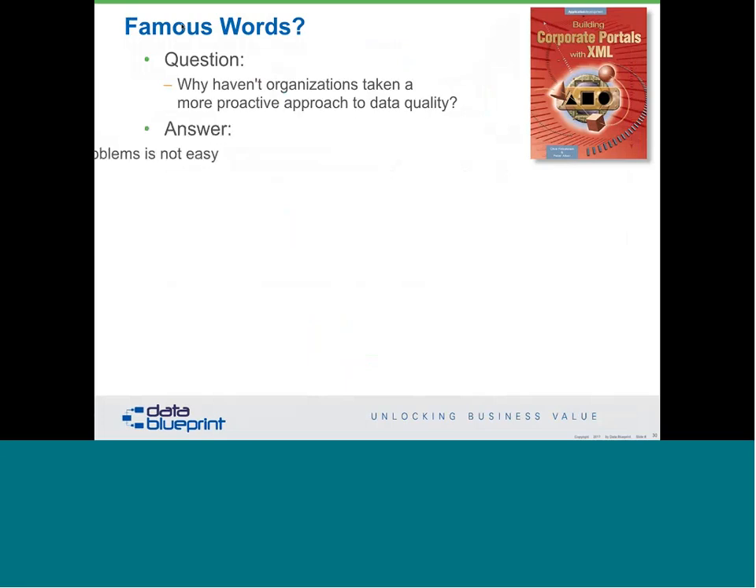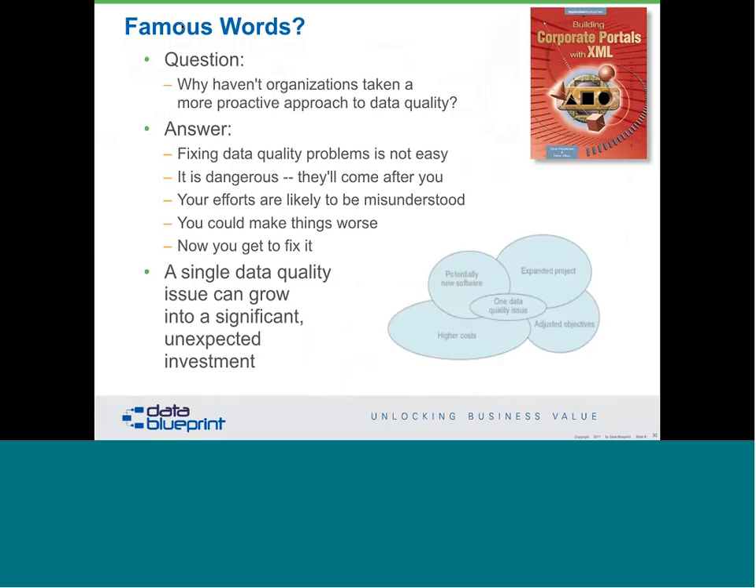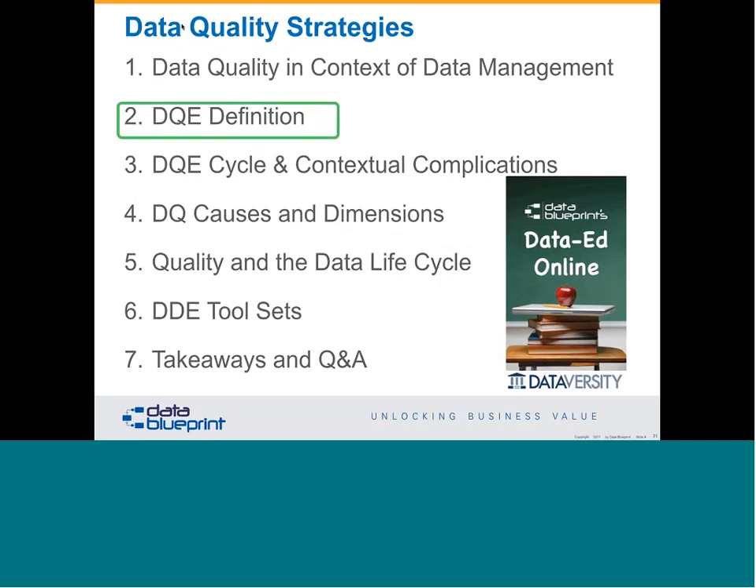This is a book I wrote a long time ago with my co-author Clive Finkelstein, and again, real pleasure to work with him over the years. And we put some words in here that said, you know, why haven't more organizations taken a more proactive approach? And the answer was kind of interesting to us. First of all, fixing data quality problems is not easy. It might be dangerous. You might make things worse because your efforts are likely to be misunderstood. And oh, by the way, since you raised the issue, now you get to determine whether it's fixed or not. So a single data quality issue can grow into a very significant and unexpected investment in order to do this.